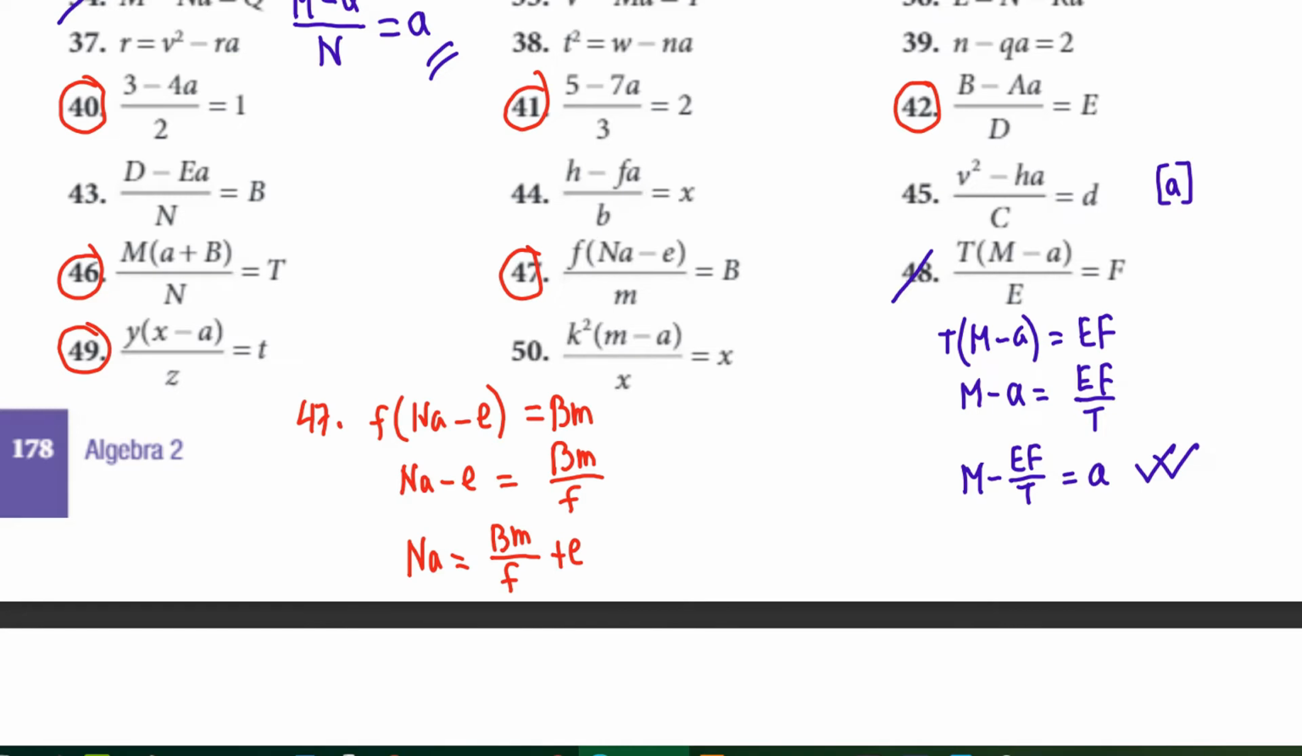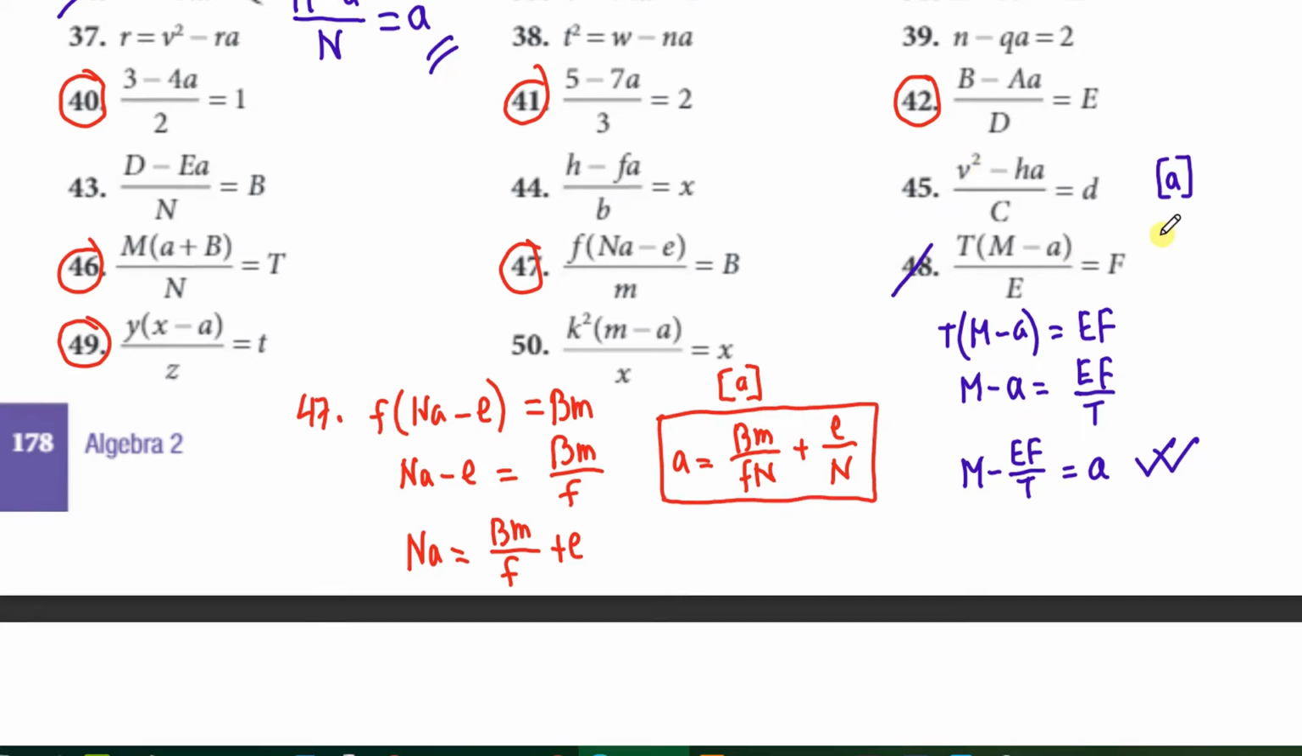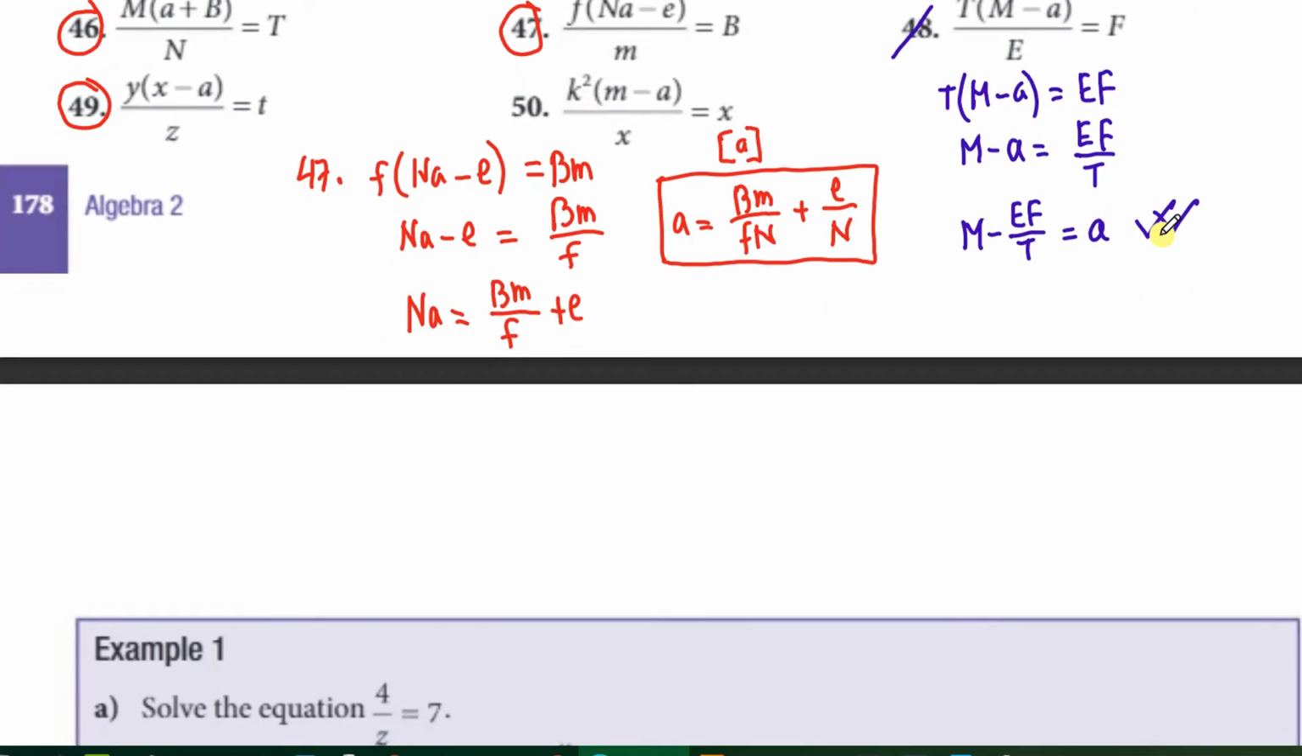Our target is to make A the subject from there, right? Then we can write A equals Bm divided by Fn. Okay, that's the first one, then the second one is E divided by N, if we divide on both sides. So we need to put the N on both sides as a denominator, and we can keep our answer like this. Okay, this is one way, but you can also do it another way. Let me show you another way which you may prefer.